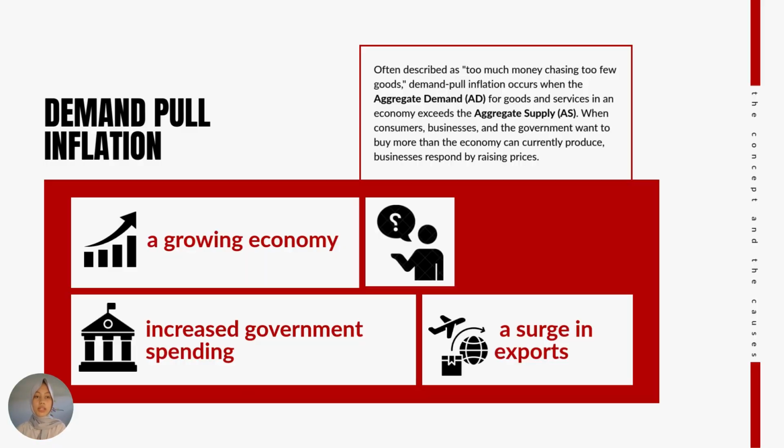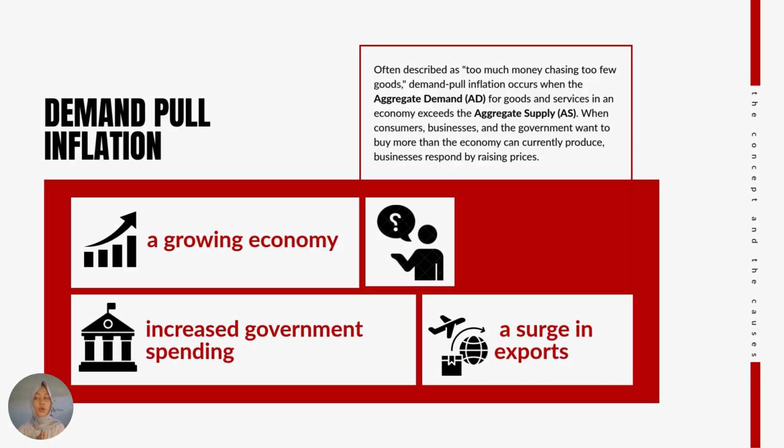So what is demand pull inflation? The concept here is often described as too much money chasing too few goods. Demand pull inflation occurs when the aggregate demand, or AD, for goods and services in an economy exceeds the aggregate supply, or AS. So when consumers, businesses, and the governments want to buy more than the economy can currently produce, businesses respond by raising prices.